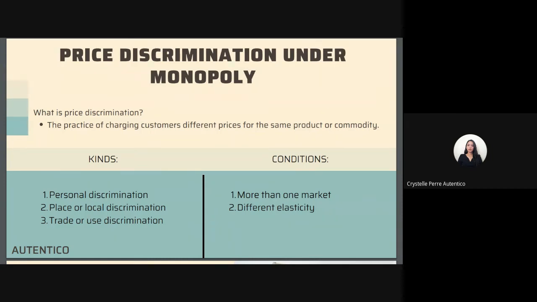Second condition, there should be different elasticity of demand. The seller must be able to identify which consumers have elastic demand and which have inelastic demand. In order to get maximum profits, the monopolists should charge more on those products in which there is inelastic demand and a lower price in the case of those products in which the demand is elastic. Because if the elasticity of demand is equal in all markets, then there will be no scope for price discrimination.